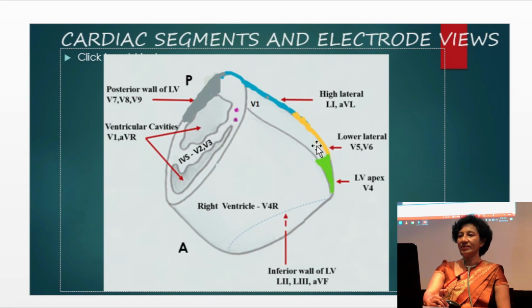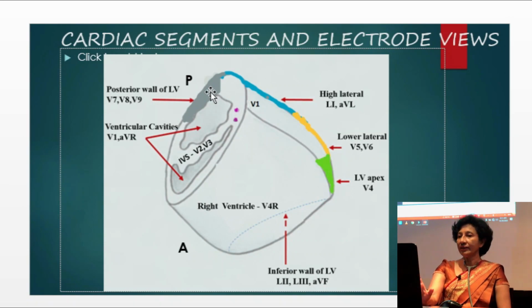This is the anterior wall of the left ventricle, that is one of the cardiac segments. This is the right ventricle. This is the inferior wall of the left ventricle, which lies far behind on the diaphragm. This is the interventricular septum. These are the two cavities, right ventricular cavity and left ventricular cavity. This is the posterior wall of the left ventricle. So these are cardiac segments.